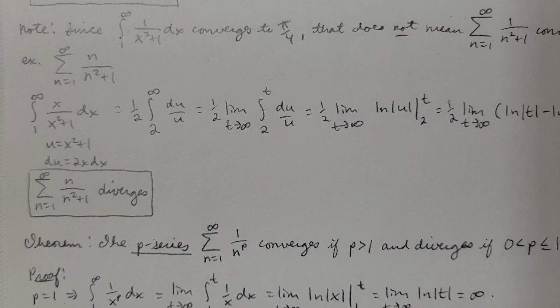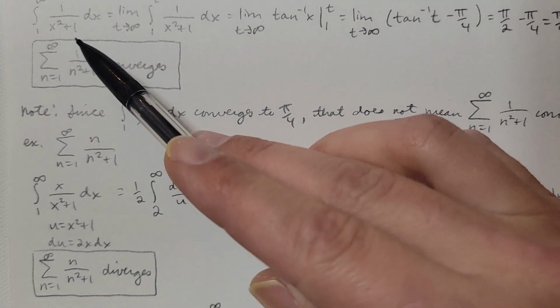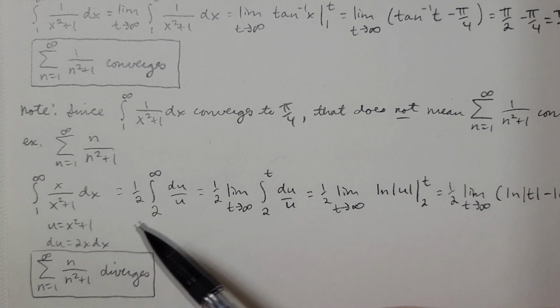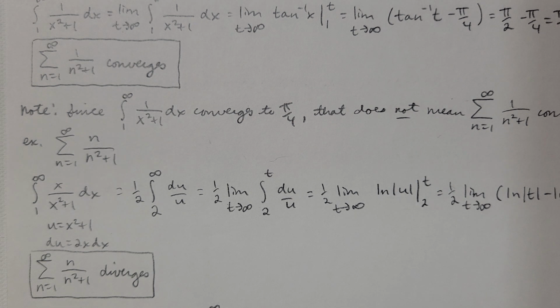So the series given by the sum as n equals 1 to infinity of n divided by n squared plus 1 diverges. Now, these two series look very similar. I have n up top, and just the slightest little change can drastically affect everything with this stuff.